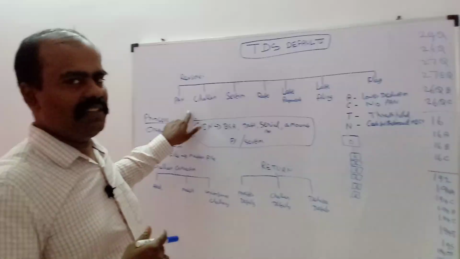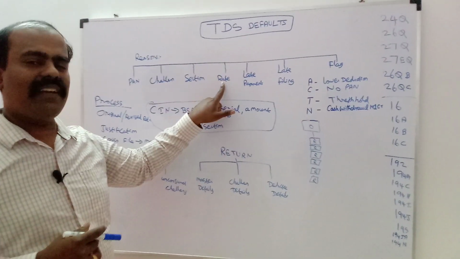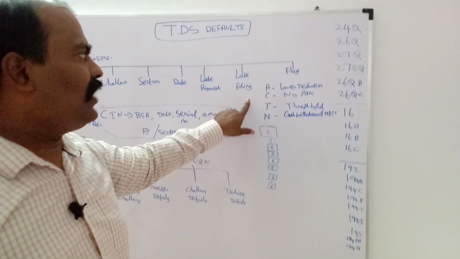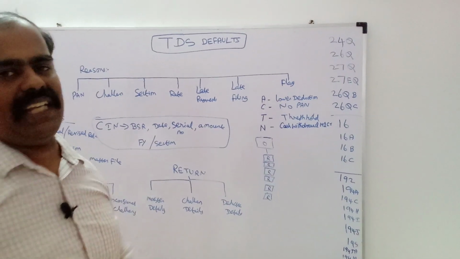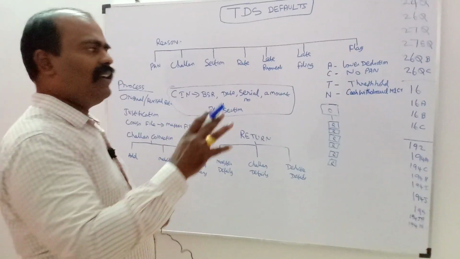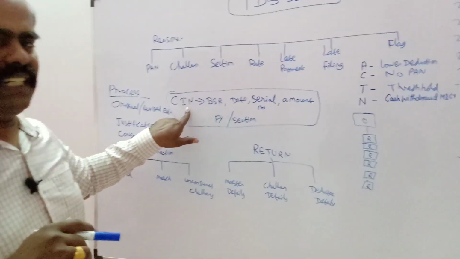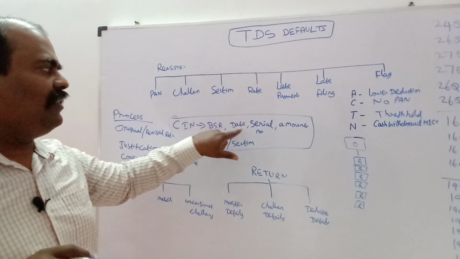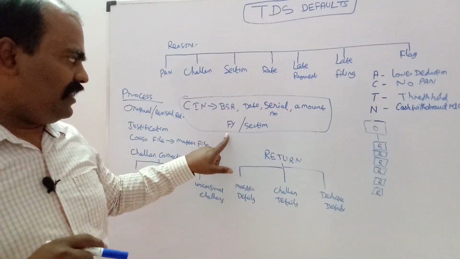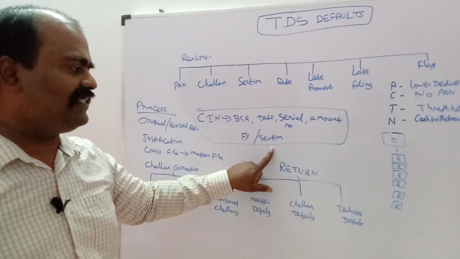PAN number mistakes will be there, or Challan mistake, section number mistake, or rate, or late payment, late filing, as I said already, you have to pay it. And there is a special category called flag. So you can select the correct flag and you can upload the correct data. And then previously we discussed about SIN number. SIN number contains BSR code, date, 5-digit serial number, and amount. And in that you can correct financial year and sections online.